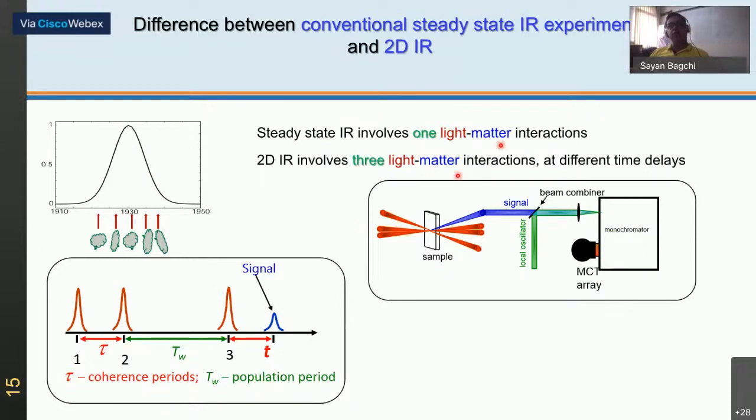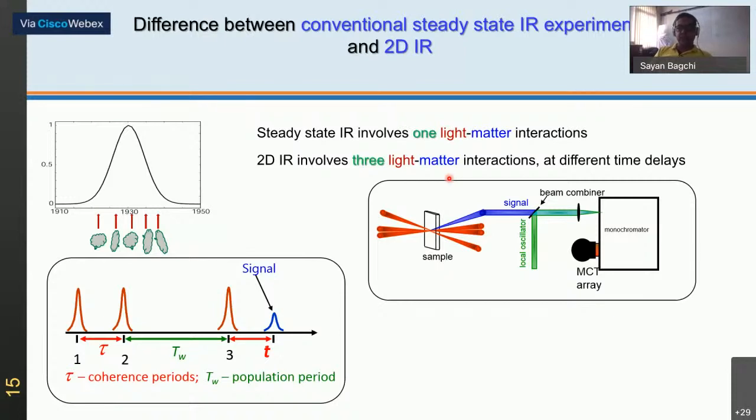2D IR actually involves three light matter interactions. So now if I try to understand what happens during each of these interactions: if some physicist solves the entire quantum mechanics of this light matter interaction using perturbation theory, then you will see one light matter interaction, or any odd light matter interaction, will create something known as coherence, or coherent superposition of states. That means the molecule is oscillating between V equals 0 and V equals 1 after the first interaction.